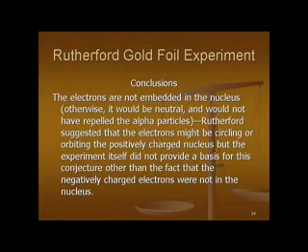Continuing with the conclusions from Rutherford's gold foil experiment, the electrons are not embedded in the nucleus. Otherwise, the nucleus would be neutral and would not have repelled any of the alpha particles. Rutherford suggested that the electrons might be circling or orbiting the positively charged nucleus, but this experiment itself did not provide a basis for this conjecture other than the fact that the negatively charged electrons were not in the nucleus.